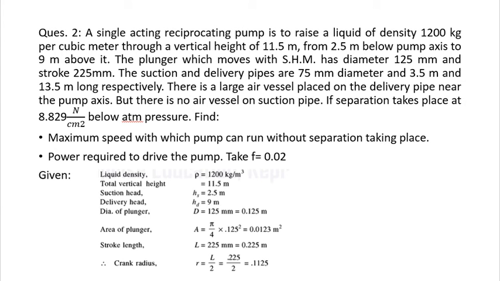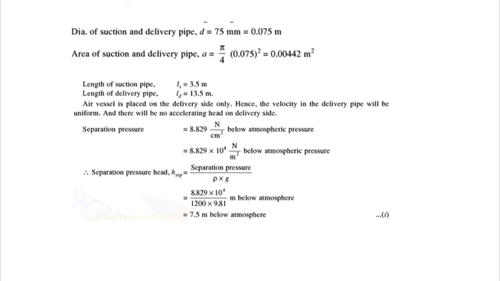With the help of this diameter, we can calculate the area of the plunger, that is pi by 4 d square, and we get the value 0.0123 meter square. Stroke length is given, that is 125 mm. Crank radius is L by 2, that is 0.1125. Diameter of suction and delivery pipe is 75 mm, or you can say 0.075 meter. With the help of this diameter, you can calculate the area of the suction and delivery pipe, that is 0.00442 meter square. Length of suction pipe is 3.5 meter, length of delivery pipe 13.5 meter.